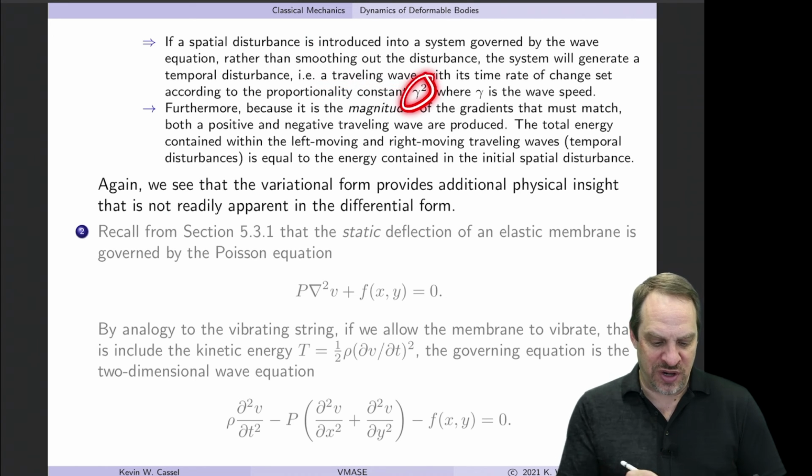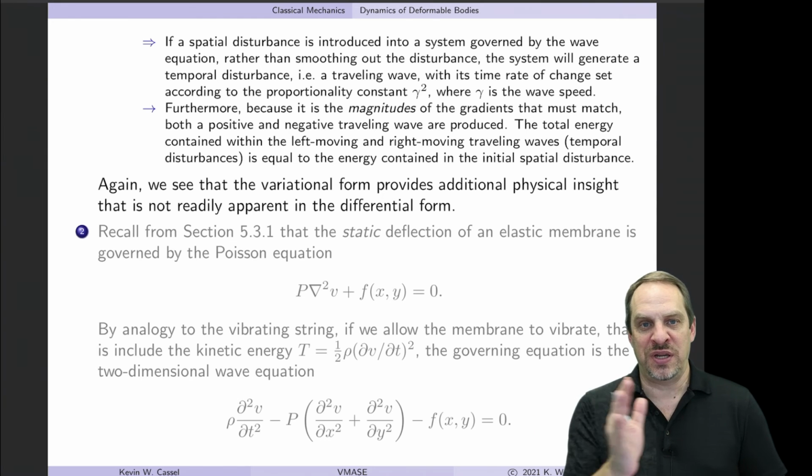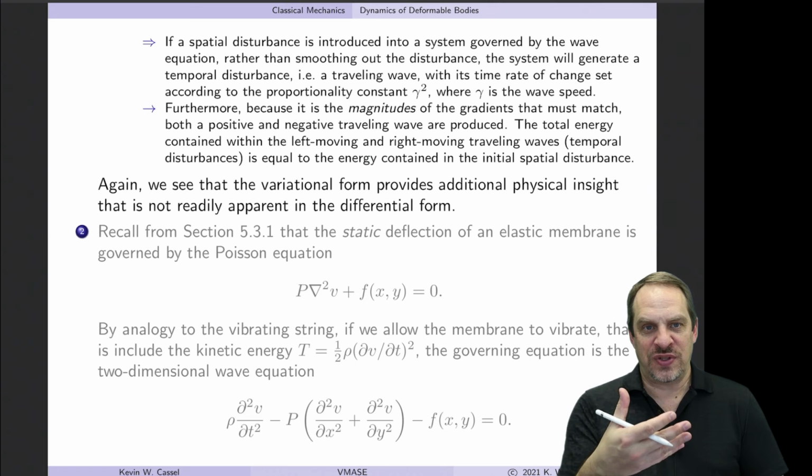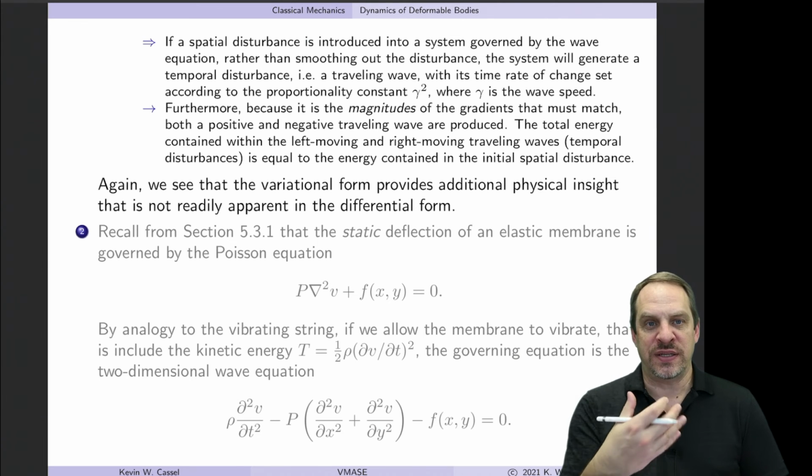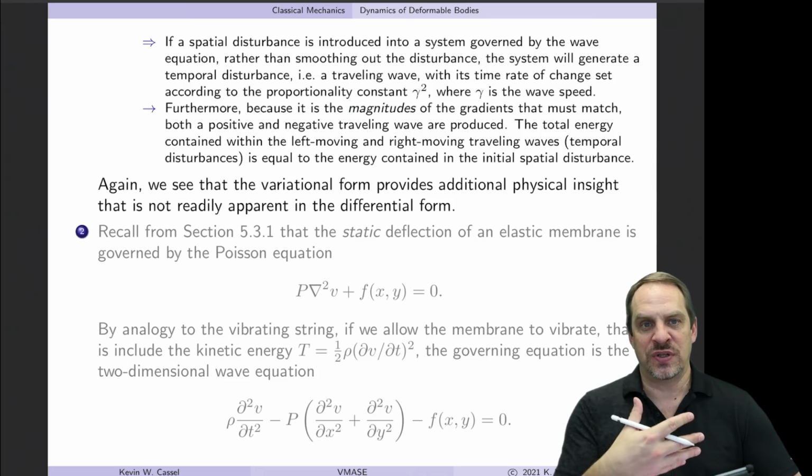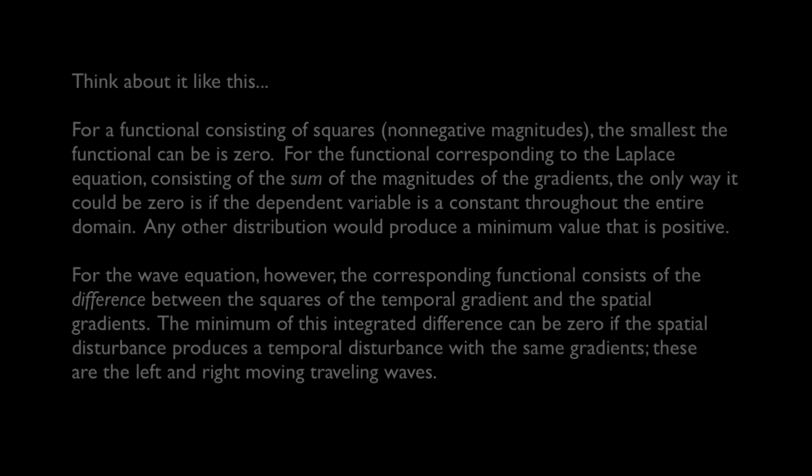Now this gamma squared, that's the wave speed. That determines the speed at which the wave moves along our string. So once we introduce that spatial disturbance at t equal to 0, the equation takes that and produces a traveling wave.